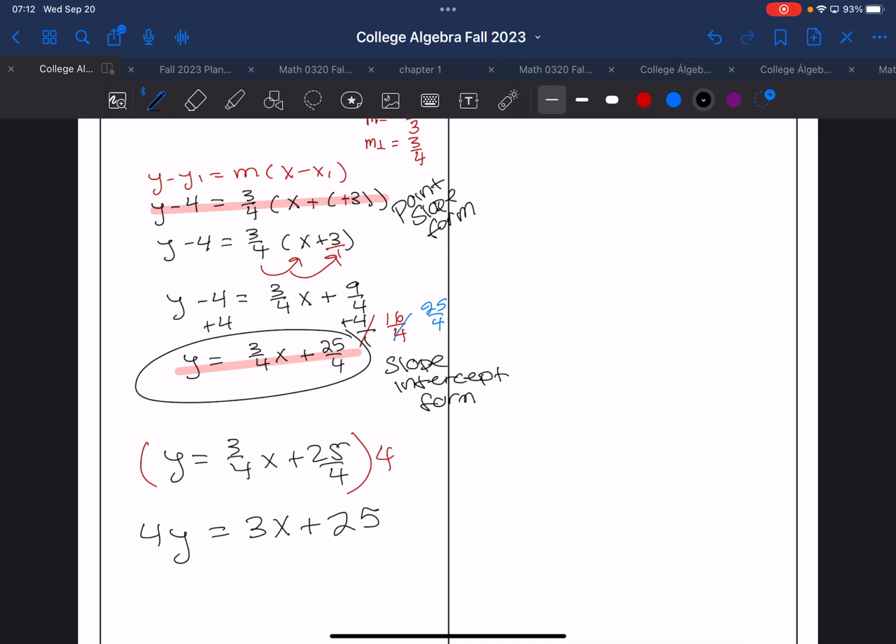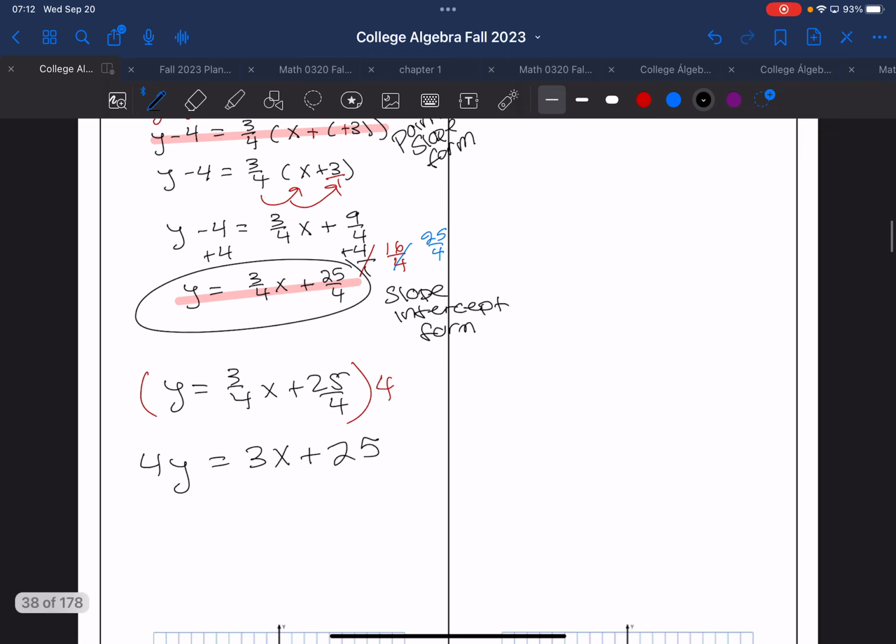Does everyone see how I got that? Multiplying the greatest common denominator, correct? Correct. The common denominator. And in this case, they were both the same. That's why 4.